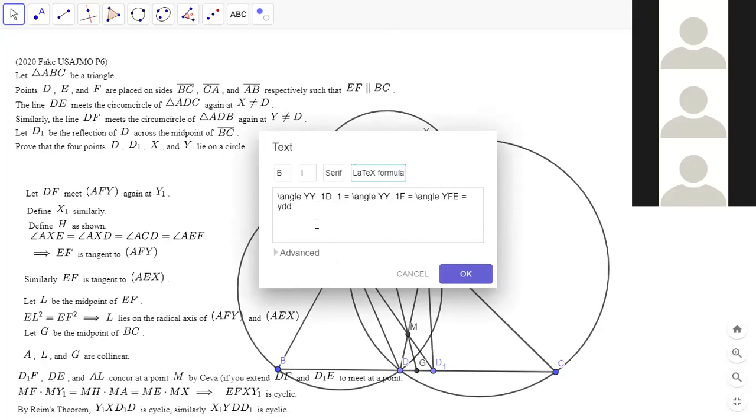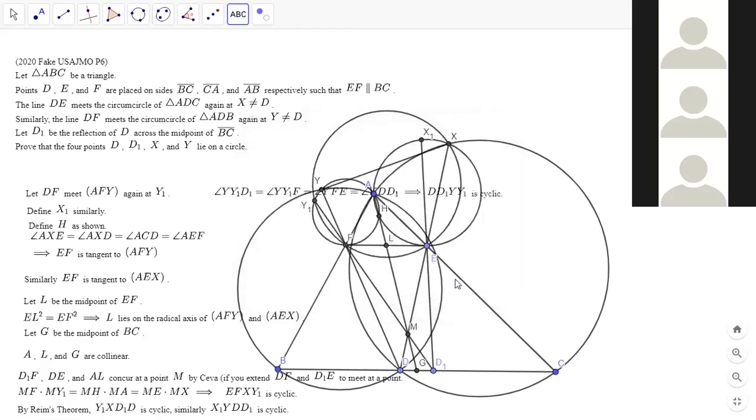YFB, and that's angle YDD1. And that means that DD1Y, Y1 is cyclic. Let me write this out and see if it makes sense.